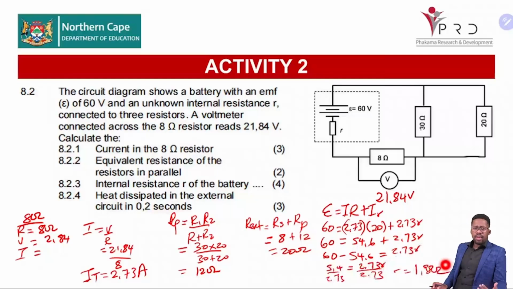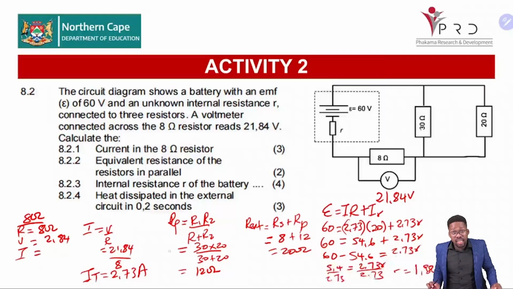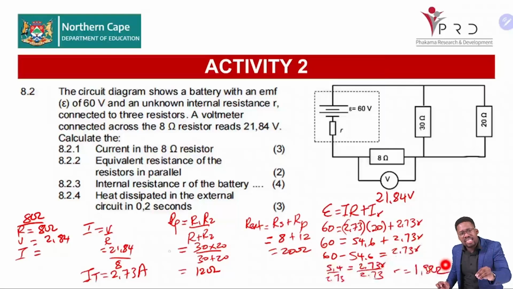So now we have our r. Right. Then now you can start to look at the questions. We have analyzed. The question is saying calculate current in what? Is somewhere there. Just extract it. Second question, equivalent resistance in parallel is somewhere there. Another one, internal resistance of the battery is somewhere there. What more do you want? So the power of calculations in electric circuits is for us to have effective analysis of the circuit diagram.